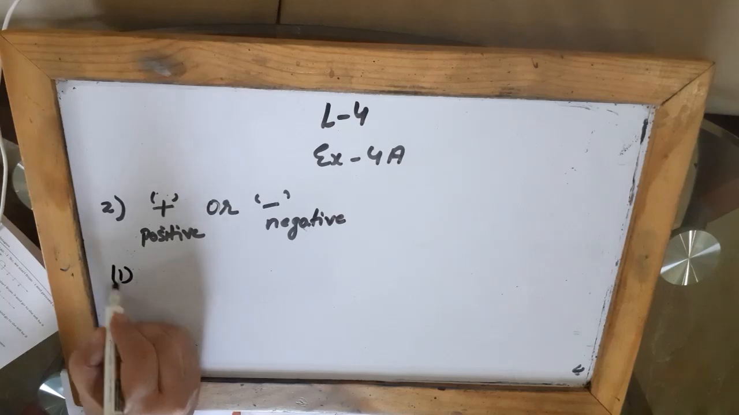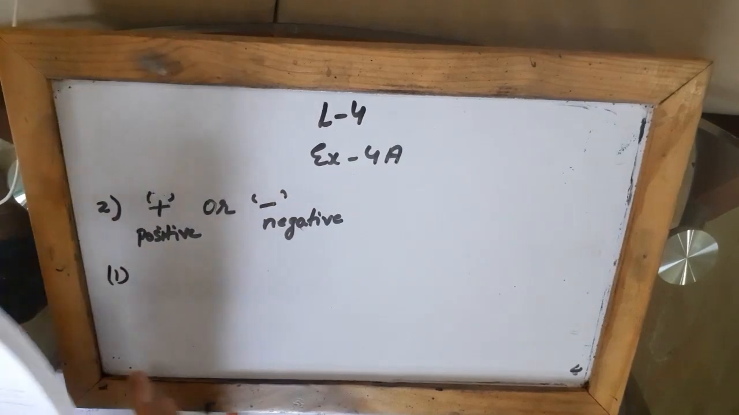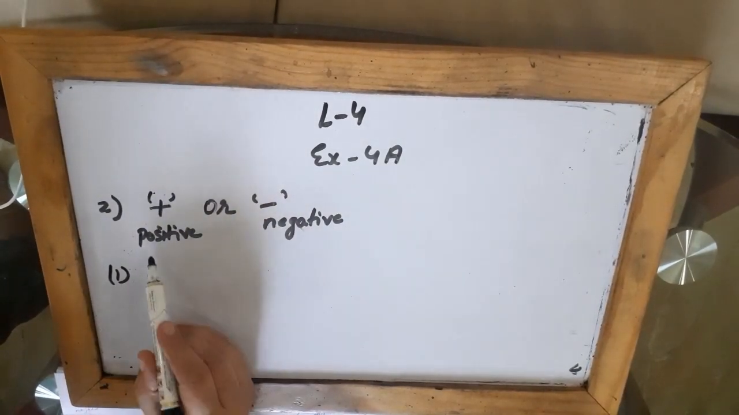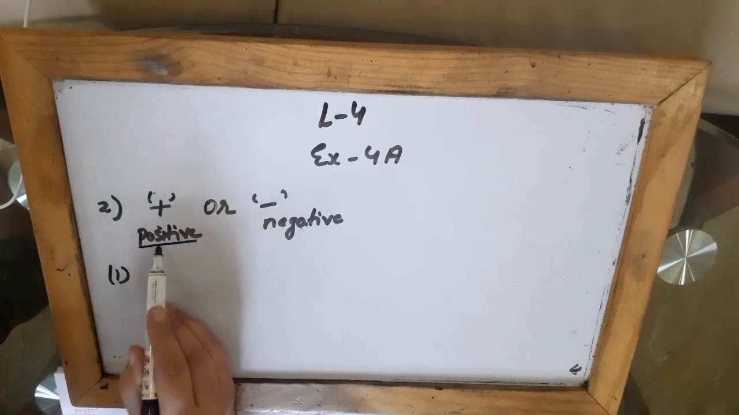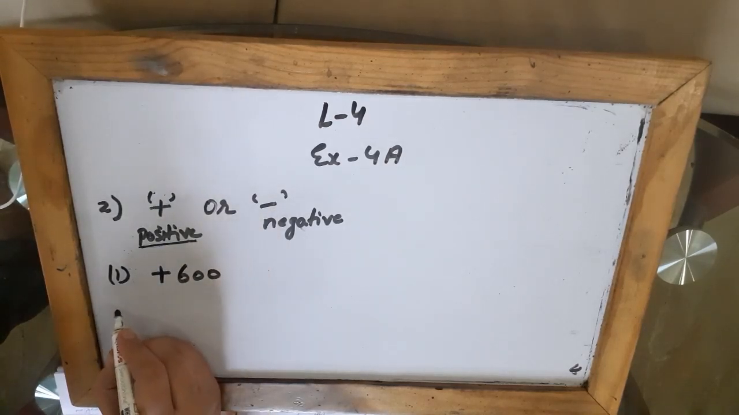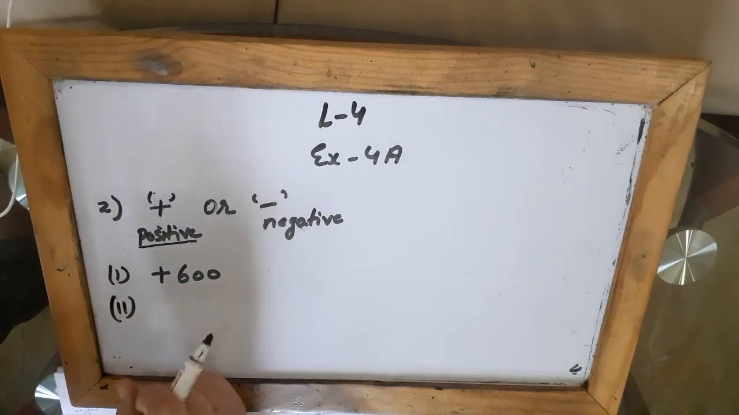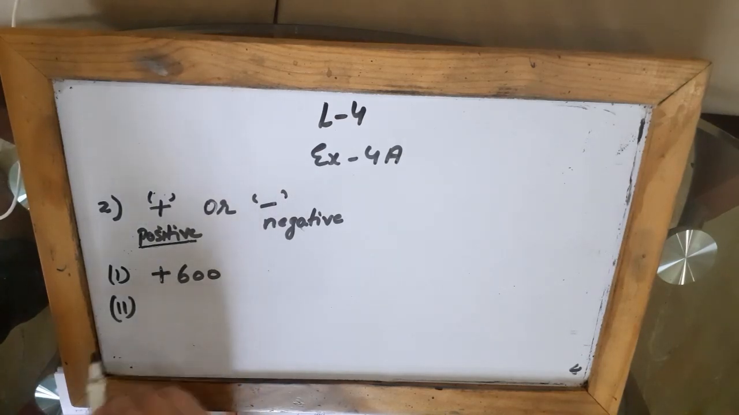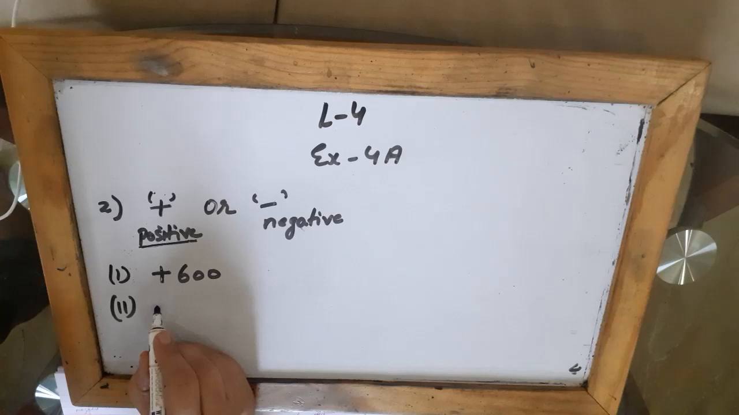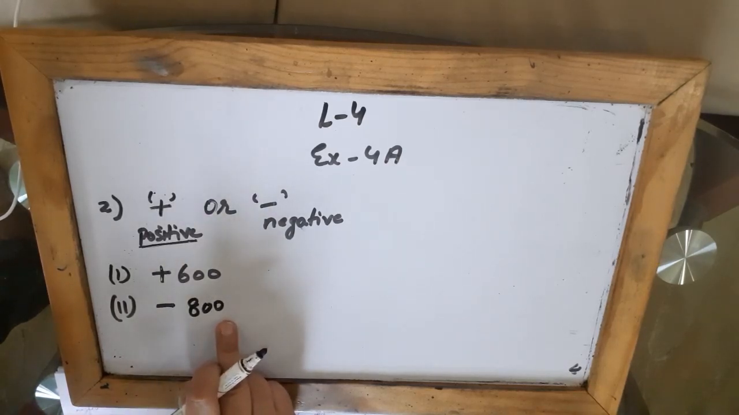Like first they have given you is a gain of rupees 600. A gain means I have benefited. So which sign will I put? I will put the sign of positive, that I have gained 600 rupees. So plus 600. And if I look at the second part, they are saying a loss. For the gain I use plus sign, for the loss I will use negative sign. Negative means I have lost. So negative, a loss of rupees 800. So you will write minus 800.